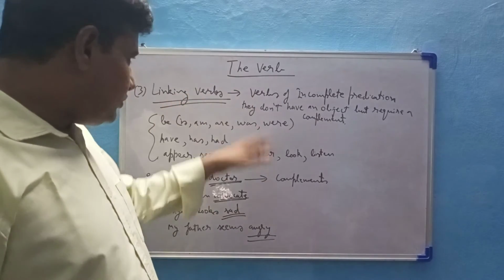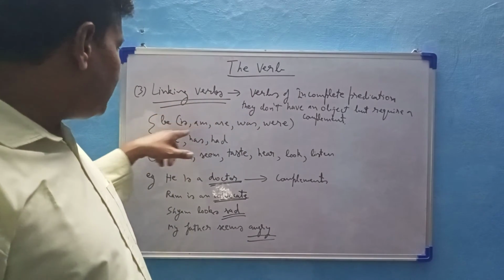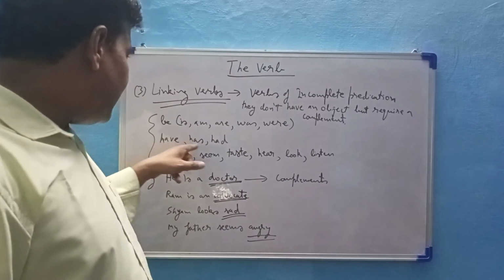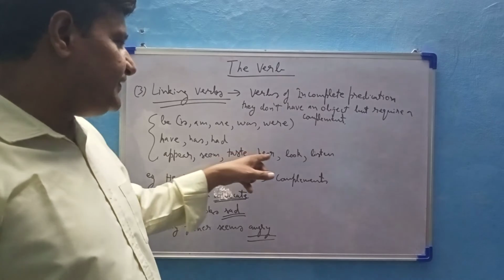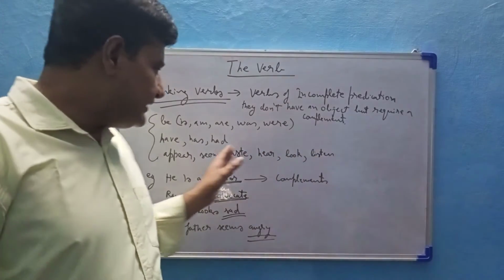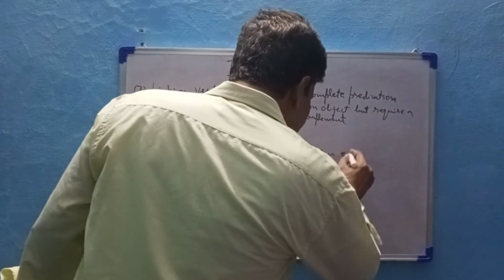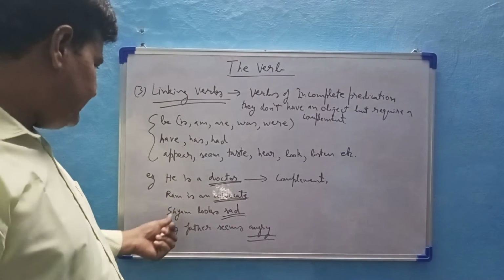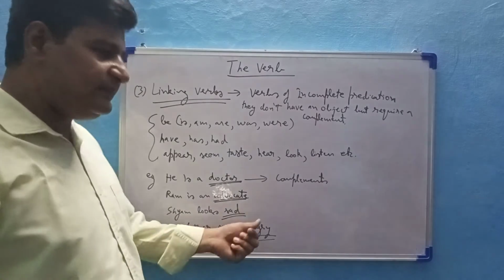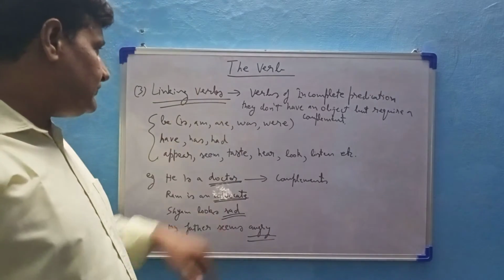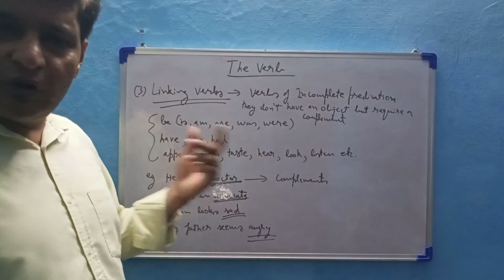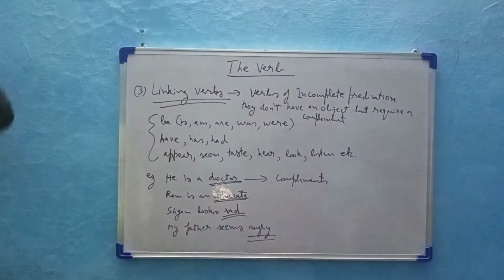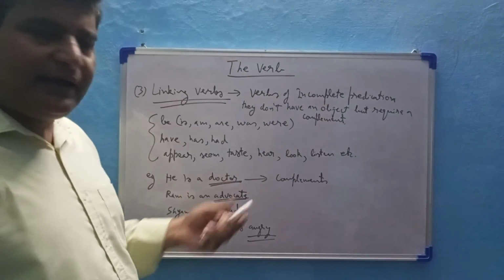Now let us have a quick revision. These are the popular linking verbs: is, am, are, was, were, have, has, had, appear, seem, taste, hear, look, listen, etc. He is a doctor. Ram is an advocate. Shyam looks sad. My father seems angry. So I hope you have understood what are the linking verbs. Those who want to write, they may write.